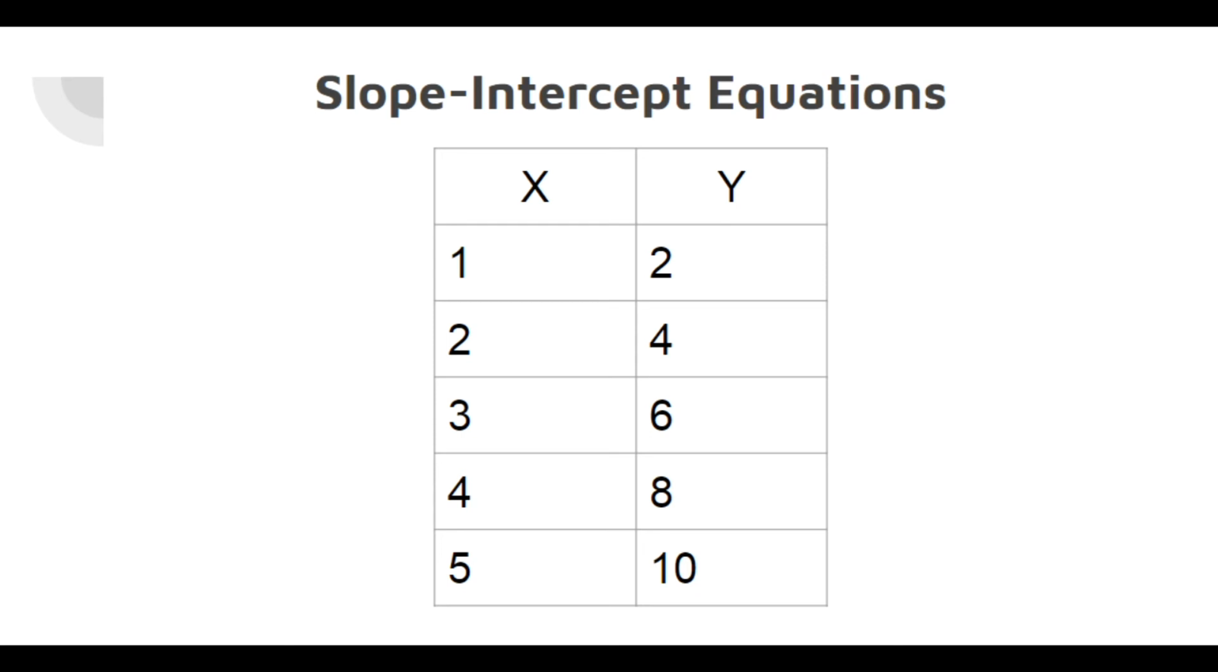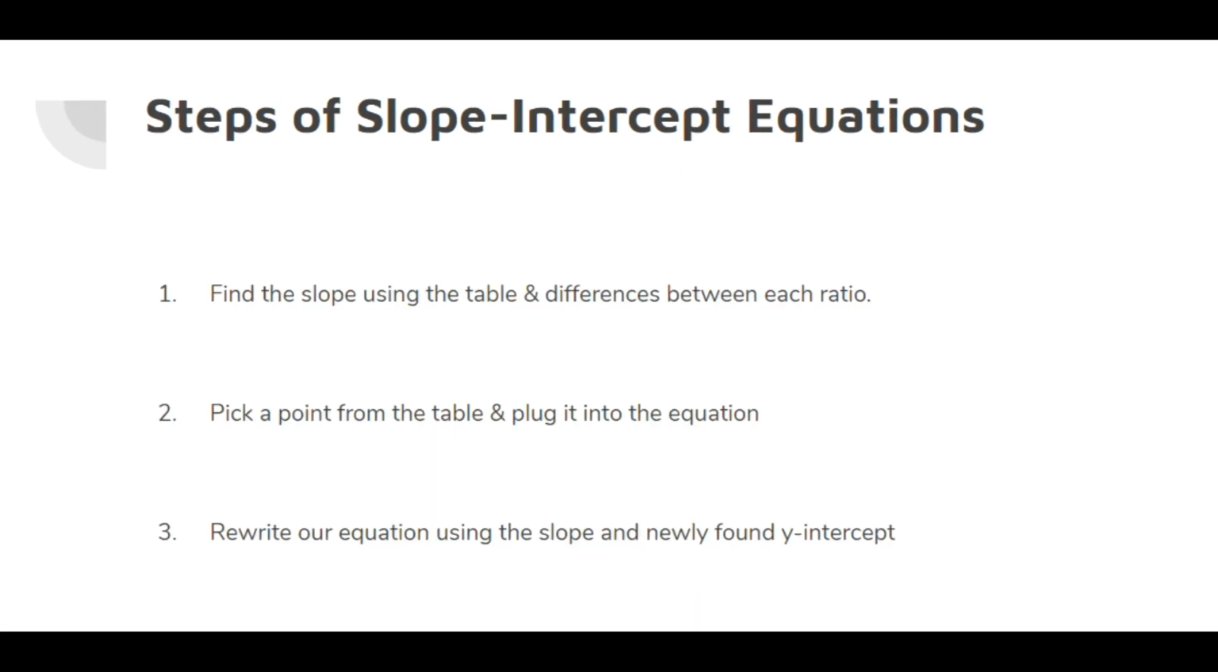So here we have a table. We have our x and our y column. And so before we do anything with this, we have some rules. There are just 3, but grab a note card or a half sheet to write these down on.